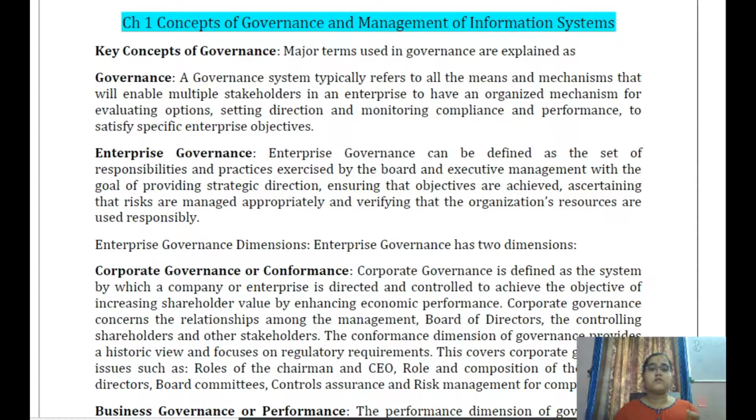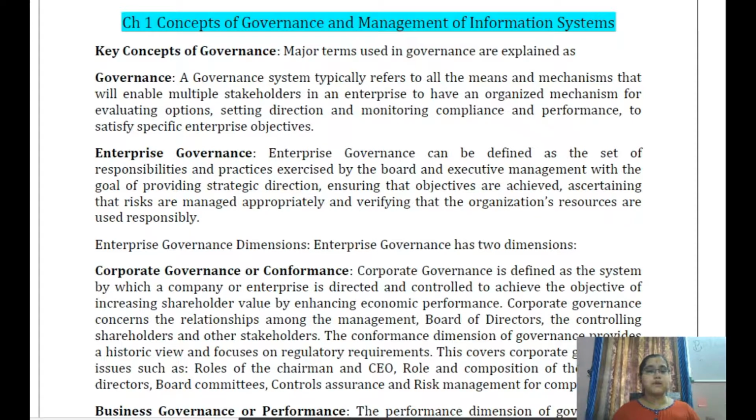Enterprise governance will have a set of responsibilities, and the board of directors and executive management will try to reach the goal. What is the goal? To provide a strategic direction to the organization and ensure that the objectives as determined are achieved. Ascertaining the risk means evaluating the risk and seeing if it is managed appropriately, and verifying that the organization's resources are used responsibly. So the board of directors will take care of providing the strategic direction, ensuring that objectives are achieved, ascertaining the risk management practices, and also verifying that the organization's resources are used responsibly.